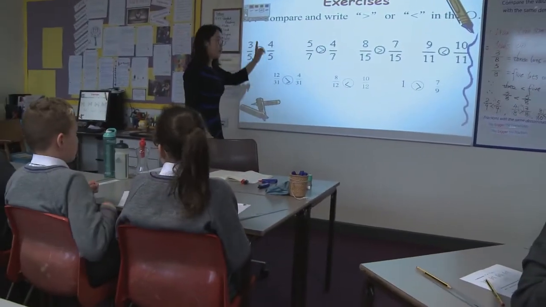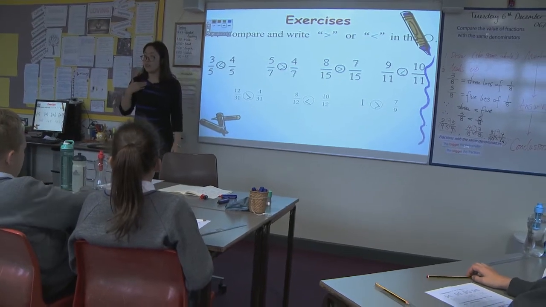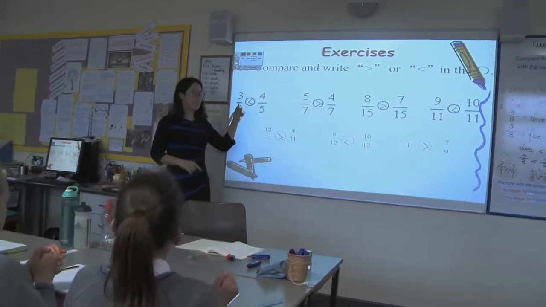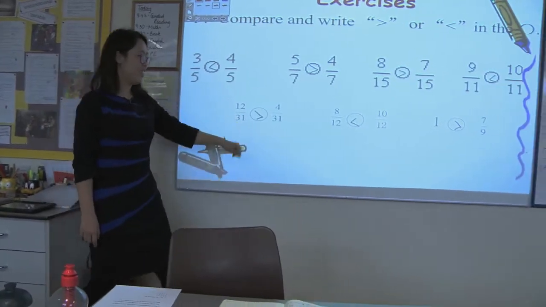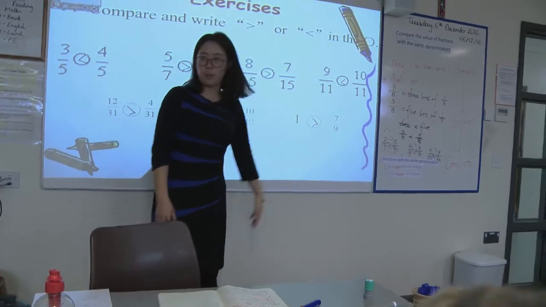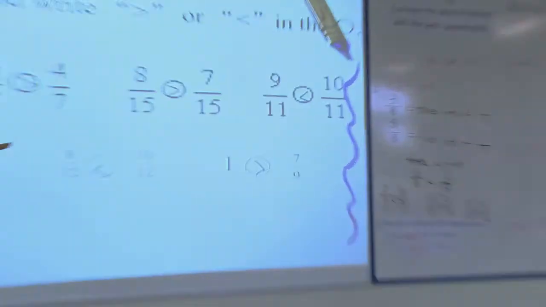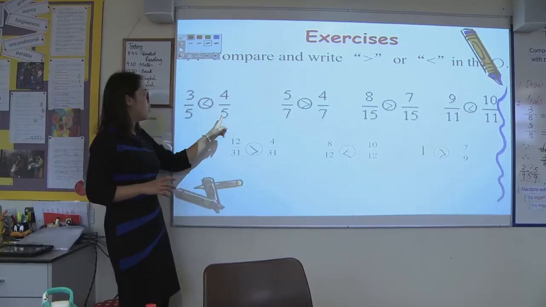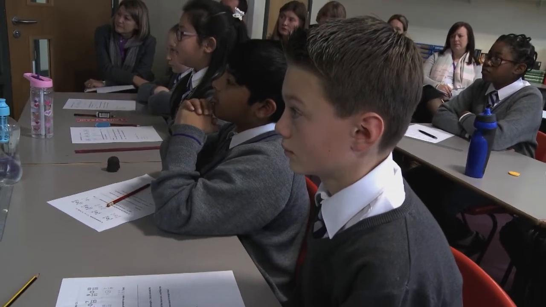One, two, three. Let's check. When she's right, clap your hands one time to tell me you agree with her. Okay, this one. According to the conclusion, you can do the exercise very quickly because they have the same denominator, just compare the numerator. This one is bigger, so this one is bigger, right?